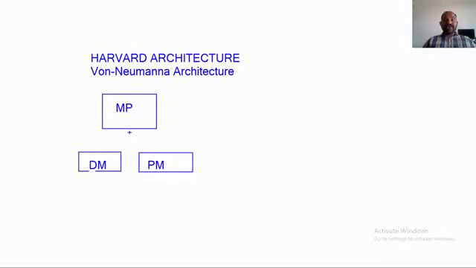And now I'm having separate buses, the address as well as the data bus, for the program memory as well as the data memory. I'm not showing the direction of the data flow, I'm just showing that there are separate buses. So we have a separate bus for the data memory and a separate bus for the program memory.